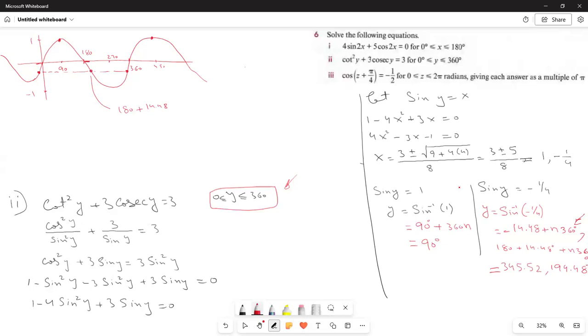So my final answers: I get three answers. y should be 90 degree, or 194.48 degree, or 345.52 degree. Okay, I hope this is clear. I'm not confusing you. Now let's move on to question number 3, part 3. I need room, so I will erase everything here.